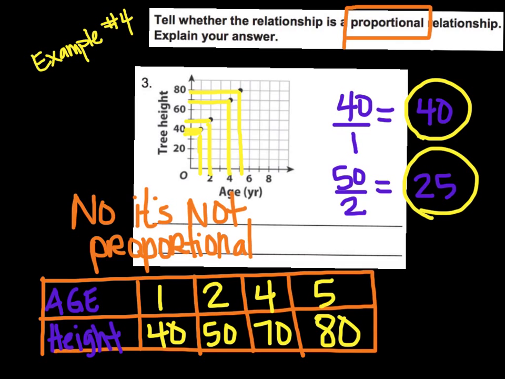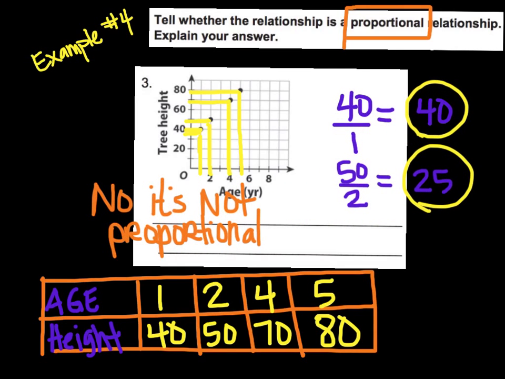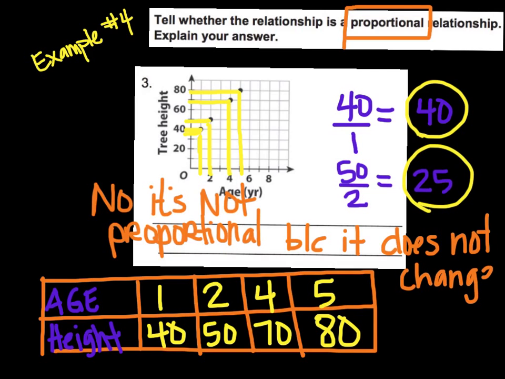And I'm going to shrink that. Actually, I'll leave it the same. It's not proportional because it does not change by the same number. If you have another way of saying that that's shorter, you can definitely do it in your own words.